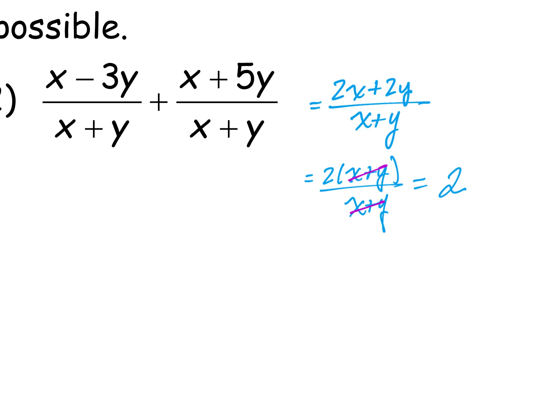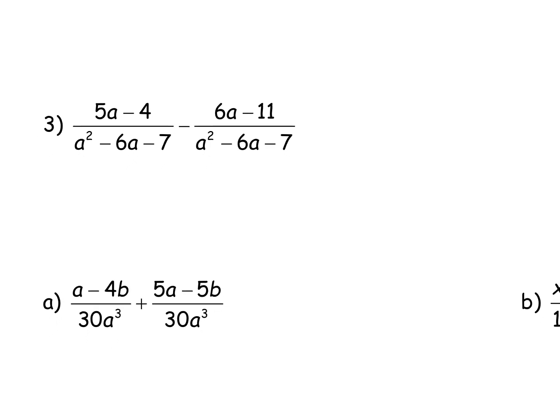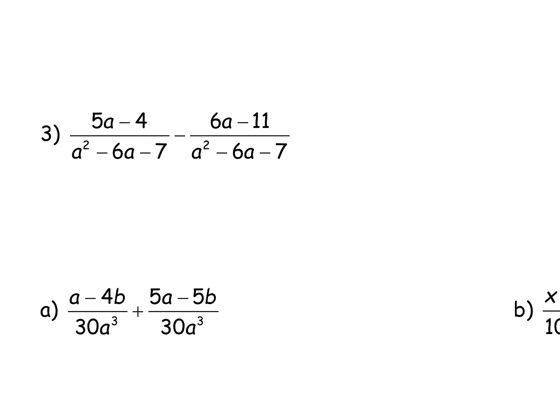Just so you know, when we add and subtract, they don't always simplify very nicely, okay? Usually only when the denominators are the same. And then number 3, I think, we have the same denominator. So I'm going to go ahead and factor my denominator now because we may need it to simplify. So I've got a minus 7 and a plus 1. And my top is 5a minus 6a is negative a. And negative 4 minus a minus 11.